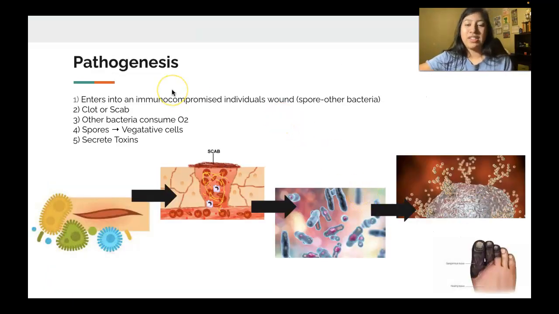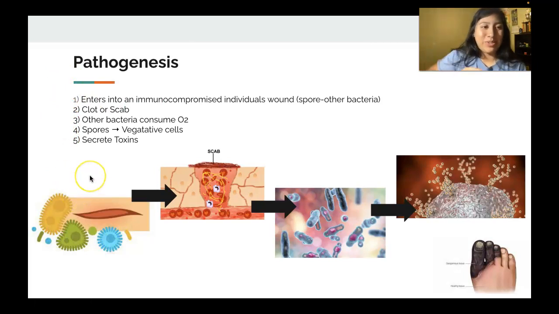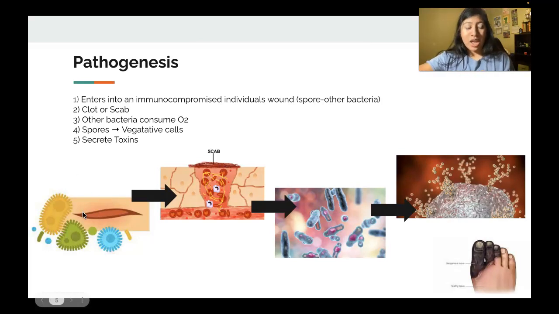So pathogenesis. I simplified how the bacteria comes into our body, and I'll explain it to you. First, it enters into an immunocompromised individual's wound, and they're typically in the form of a spore because they're obligate anaerobes. So the only way they would survive up in oxygen is if they're in the form of a spore. So you could say it's this one right here.